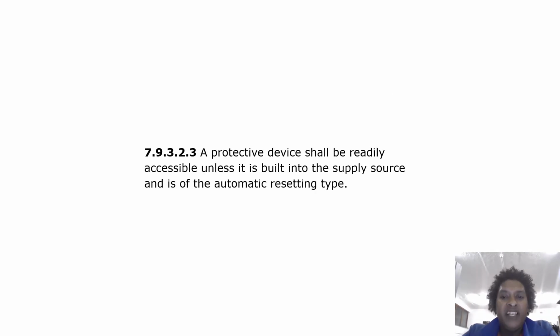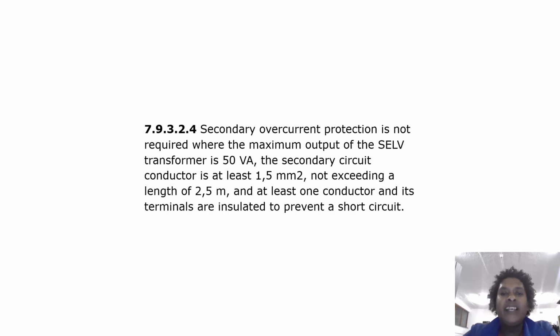A protective device shall be readily accessible unless it is built into the supply source and is of the automatic resetting type. Secondary overcurrent protection is not required where the maximum output of the SELV transformer is 50 volt amps, the secondary circuit conductor is at least 1.5 square millimeters, not exceeding a length of 2.5 meters, and at least one conductor and its terminals are insulated to prevent a short circuit.